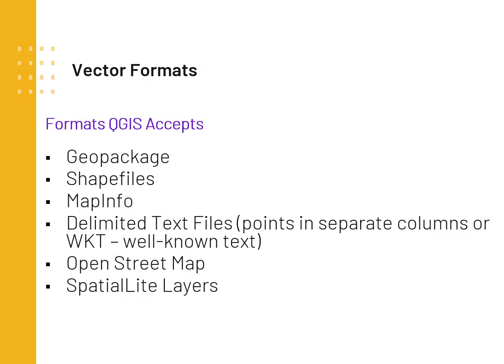So what vector formats will QGIS accept? Well, it'll accept GeoPackages, it will accept shapefiles, it will accept MapInfo TAB files. It will also accept delimited text files. These are going to be point data sets where each column of information contains a separate bit of information. It will also accept well-known text or WKT. You can also use OpenStreetMap data and SpatiaLite layers.